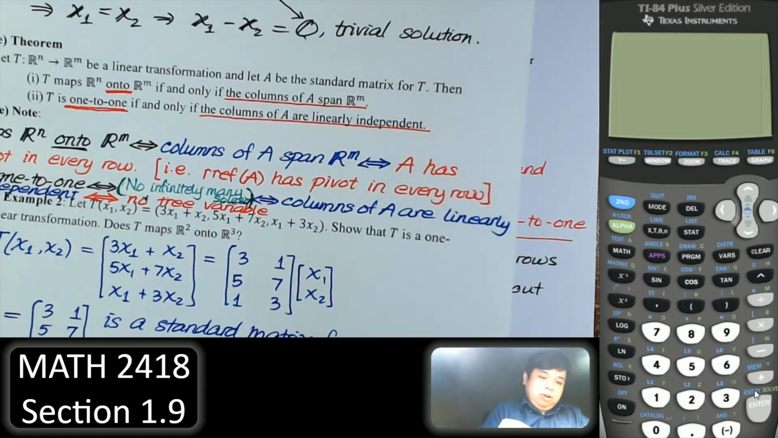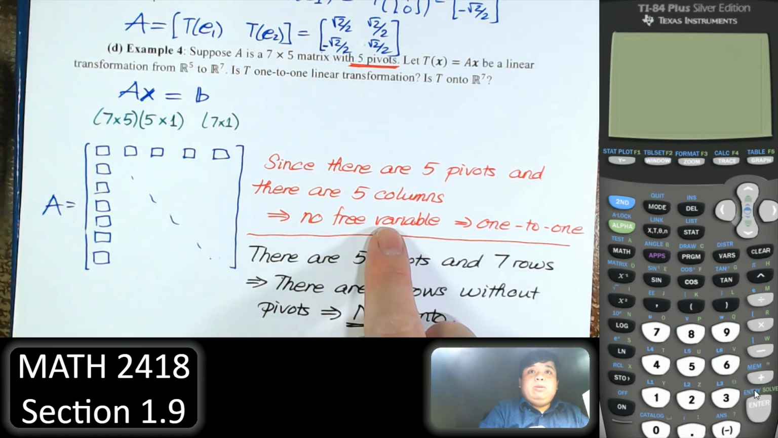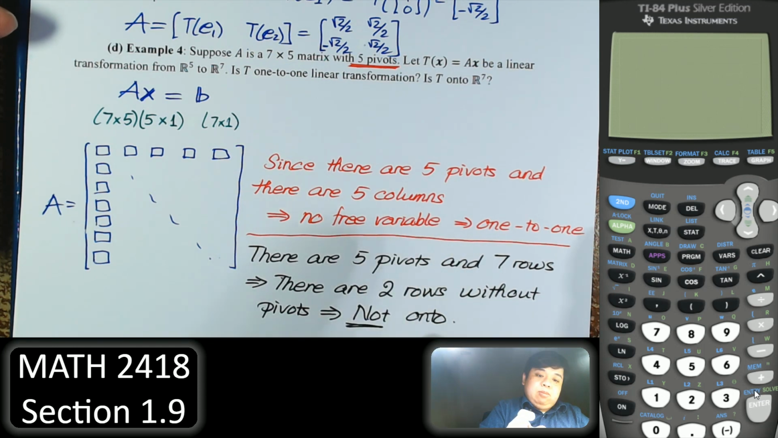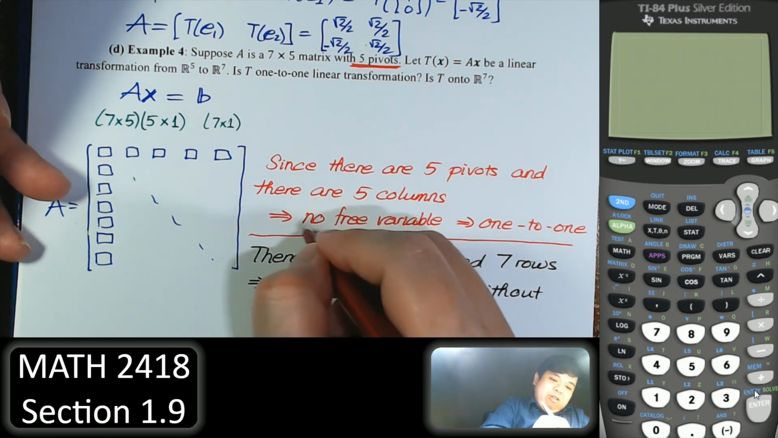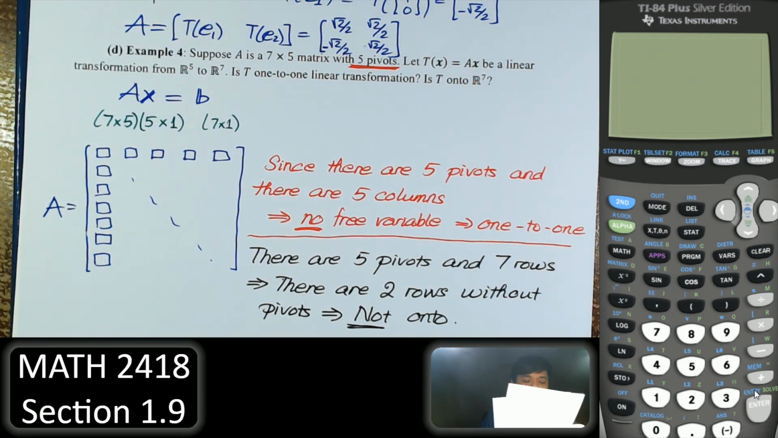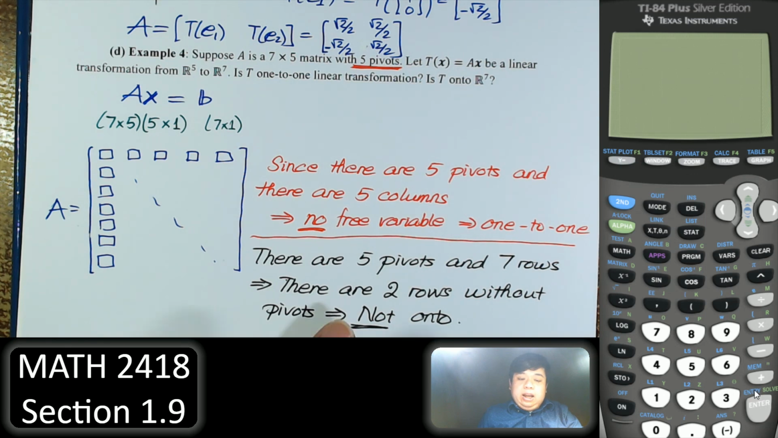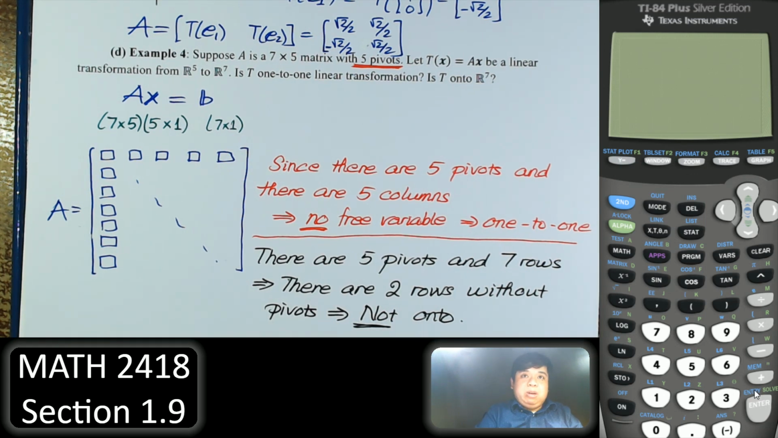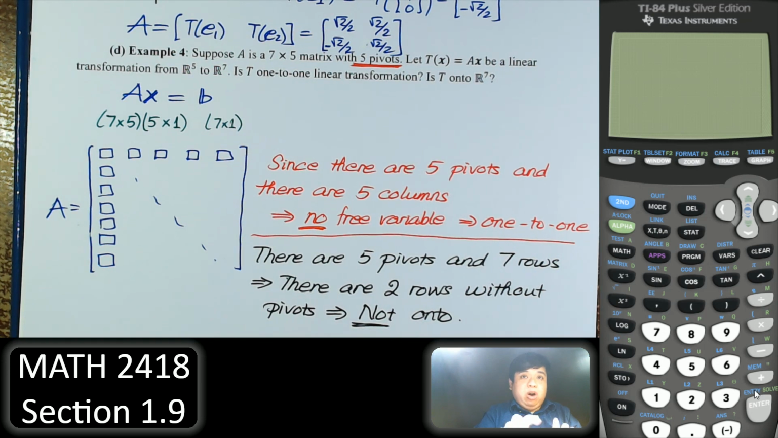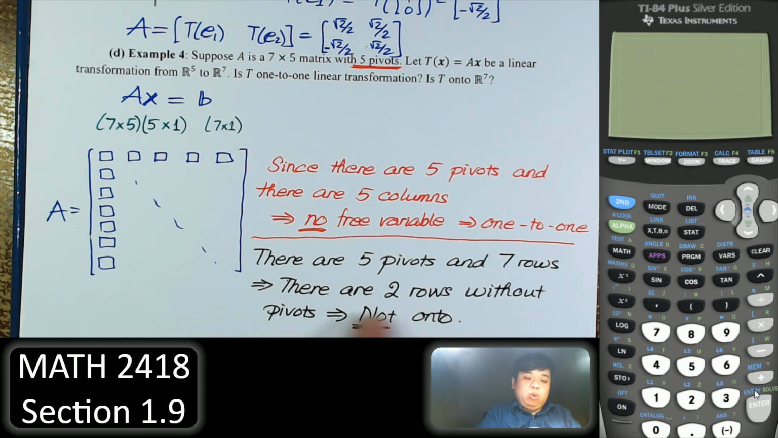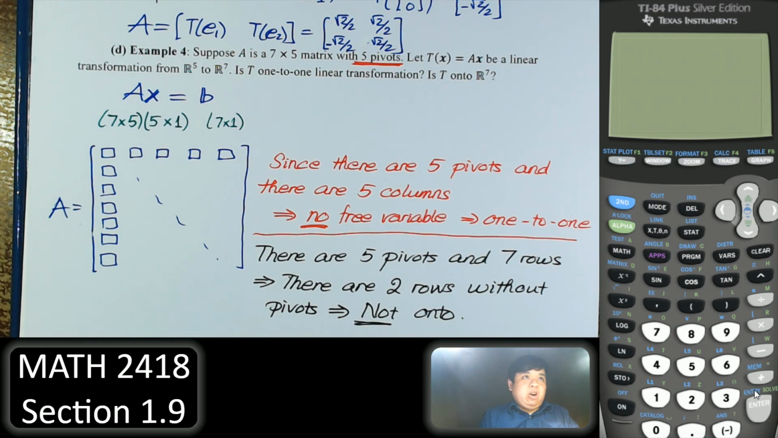Right. So if we have a free variable, then that is not one-to-one. But since there's no free variable, it is one-to-one. We do have a row without a pivot, so that is not onto. If we do not have any row without a pivot, if we have a pivot on every row, that will be consistent, so there will be a solution, or we say it's onto. But here, we have rows without pivots, so it is not onto.